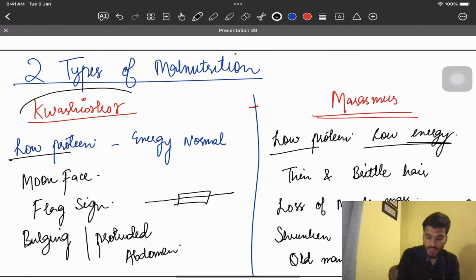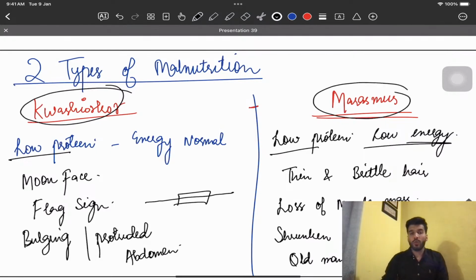So these are the two types, guys, Kwashiorkor and marasmus. Remember, bulging abdomen in case of Kwashiorkor, shrunken abdomen in case of marasmus. Moon face in case of Kwashiorkor and old man face or simian face in case of marasmus. There is a loss of muscle mass more in case of marasmus, but comparatively lesser in case of Kwashiorkor. So those are the two types of malnutrition.